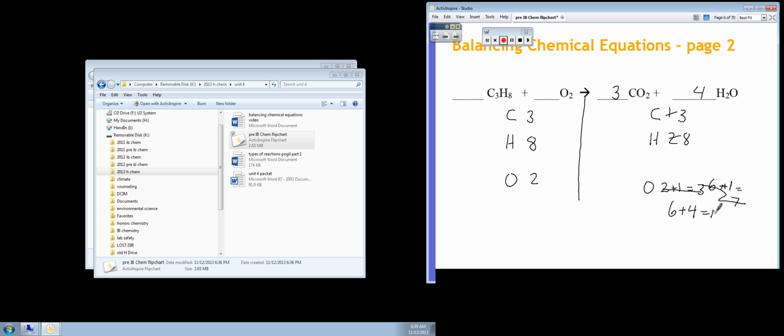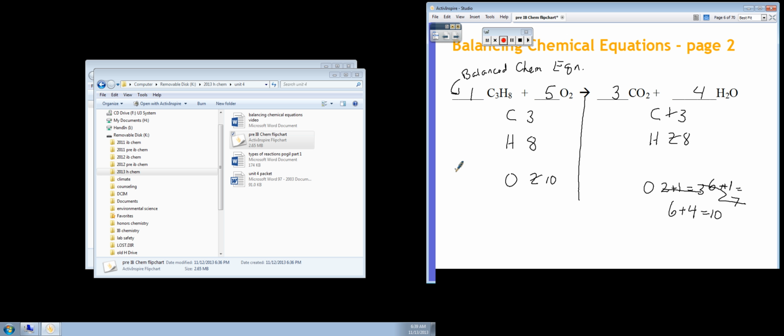So I want this side to have 10, which means I need to put a 5 there, because 5 times 2 is 10. Now, this here is called a balanced chemical equation. Any place that does not have a number already is assumed to be a 1. You can write it in, or you can leave it blank.